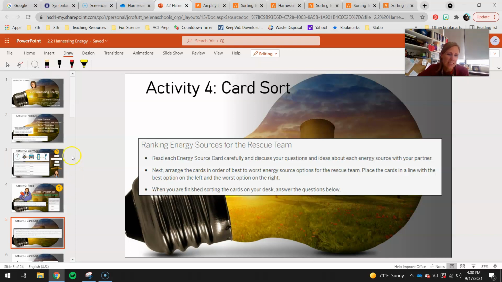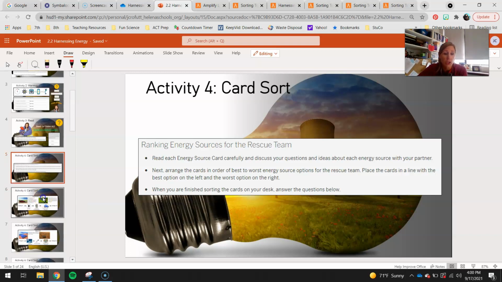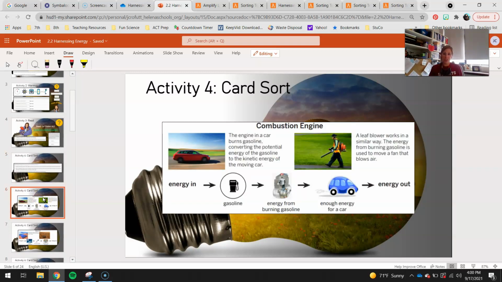Next section is a little card sort. Since you guys are home and you're not doing this in class, you won't have the cards in front of you, which I think makes it a little bit trickier, but I tried to do the best I can to make this easy for you guys. You have 7 energy source cards.